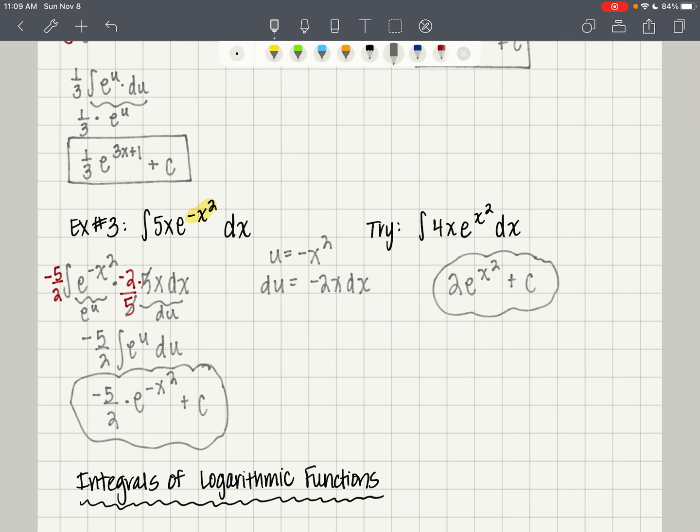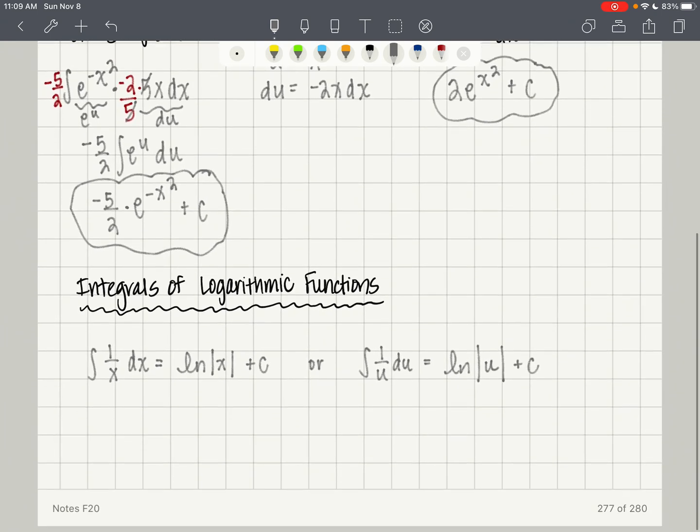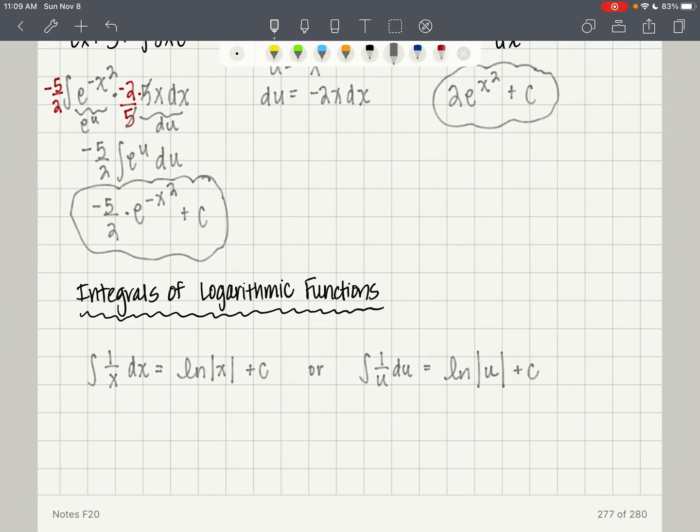We have two rules for logarithmic functions. They are the integral of 1 over x dx is equal to the natural log of the absolute value of x plus c. Now the reason why we have the absolute value of x is because the argument of a logarithm must be positive. Whereas I can have a negative value in a denominator, I cannot have a negative value in the argument. Therefore, we're going to use those absolute value symbols.